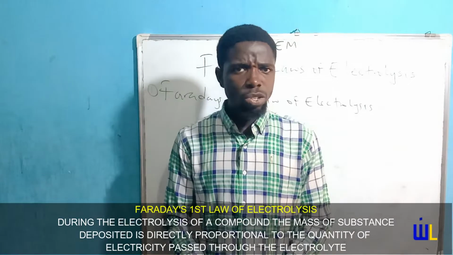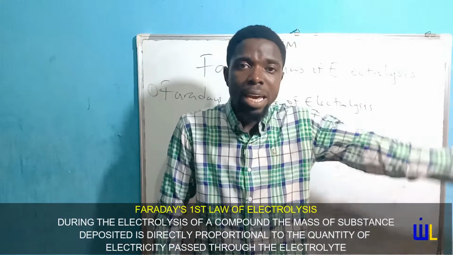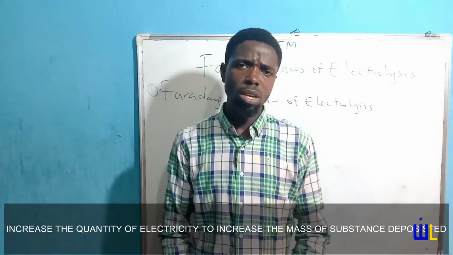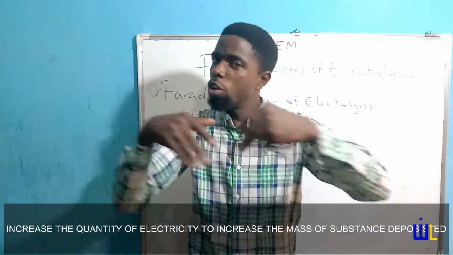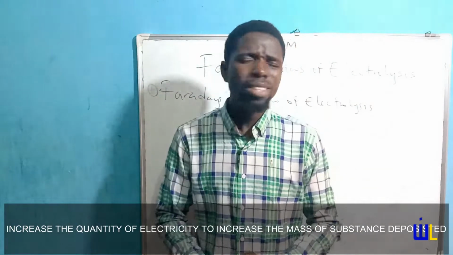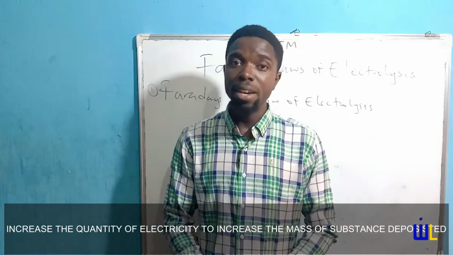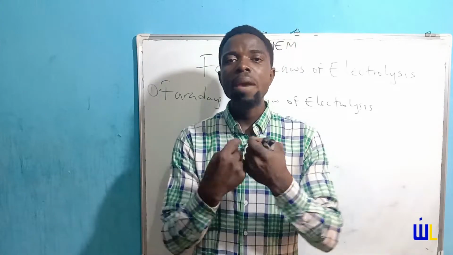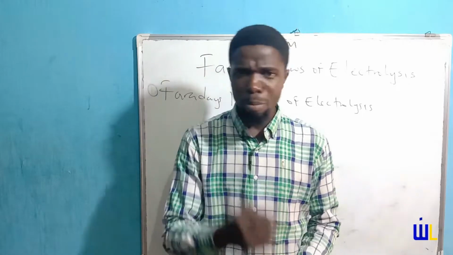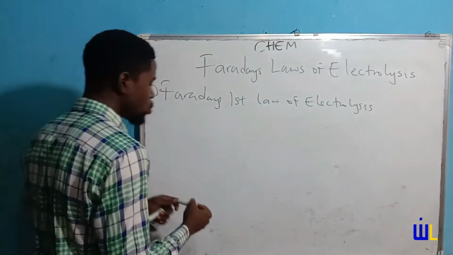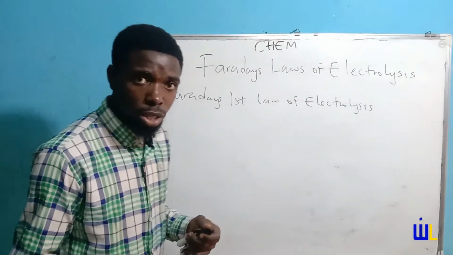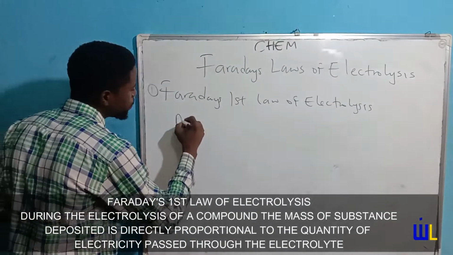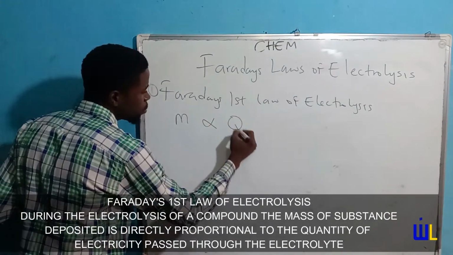Yes, the implication of this statement is if you have a higher mass, it is because more quantity of electricity was passed through it. If you increase the quantity of electricity, you increase the mass of the substance deposited. That's what we mean when we say direct proportionality. With that said, we are going to be putting down a mathematical expression of the law. Remember, it states that the mass of a substance deposited is directly proportional to the quantity of electricity passed through the electrolyte. So we have M directly proportional to Q.